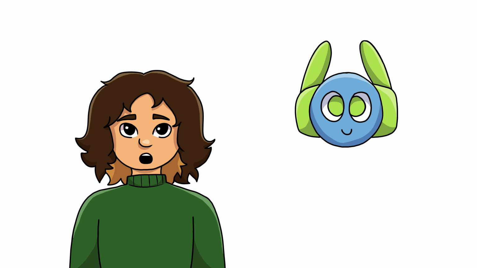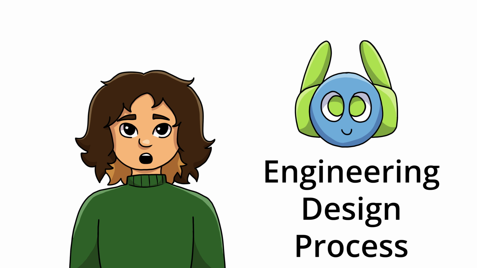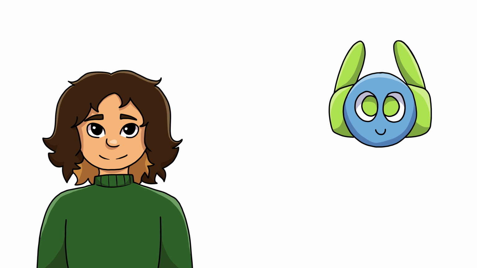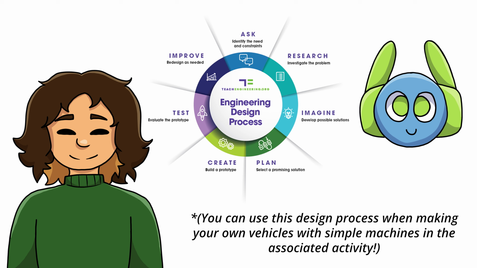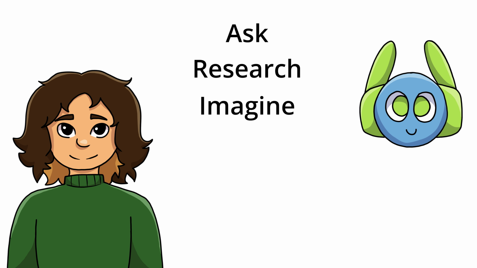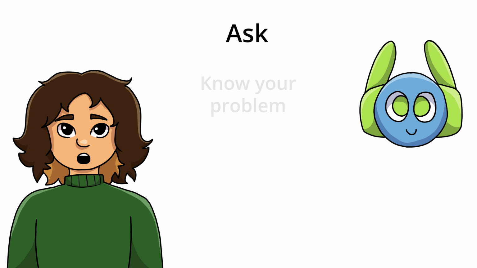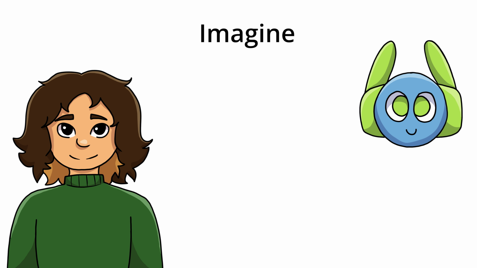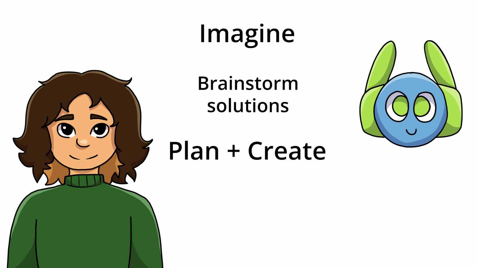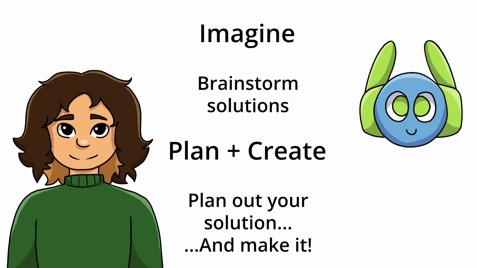Speaking of engineers, it's important to keep in mind the engineering design process when thinking about all of this. Many engineers go through this process when inventing new things, like the dump truck, for example. Engineers need to ask, research, imagine, plan, create, test, then improve. It's important to know what your problem is. Then, you need to research your problem to have all the information you need. After that, it's time to start imagining how you're going to solve the problem. Once you have an idea, you plan it out, then you actually make it.